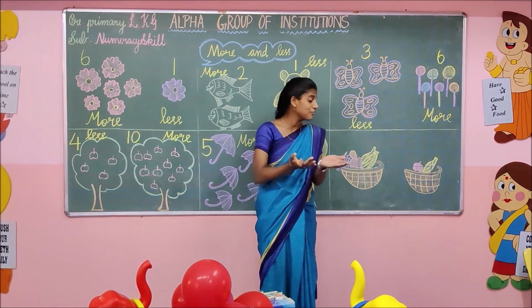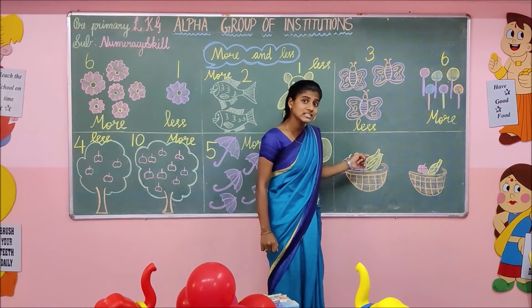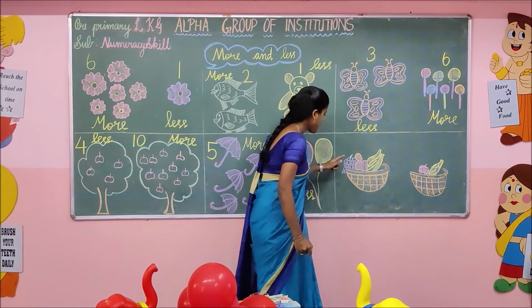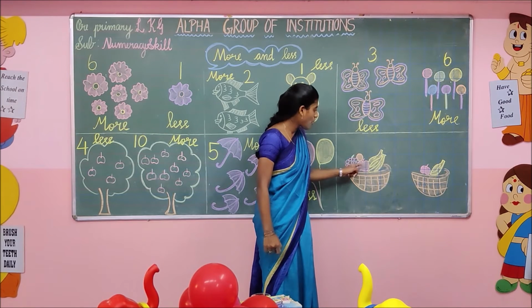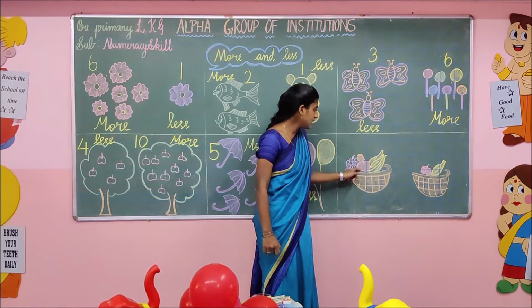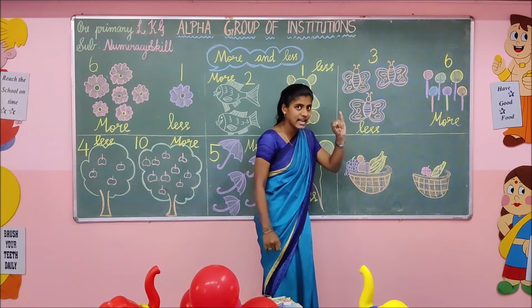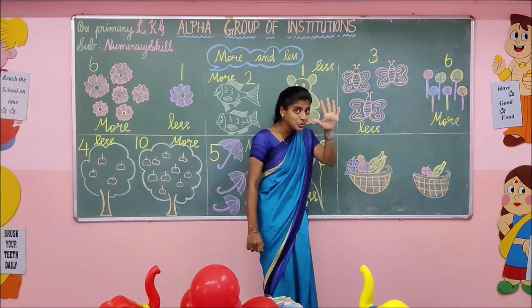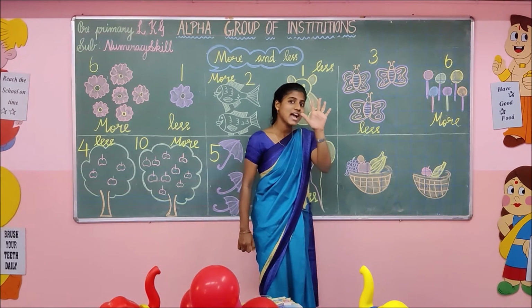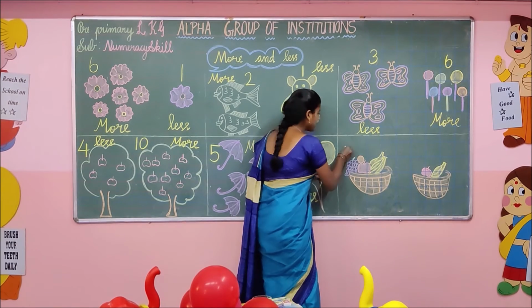Next, what are these? We have a basket full of fruits. Shall we count how many fruits are there in the basket? Okay, we have 1 grape, 1 orange, 1 apple and 2 bananas. How many fruits do we have? Yes, we have 5 fruits. Shall we write 5?